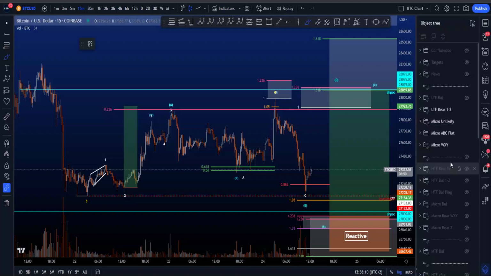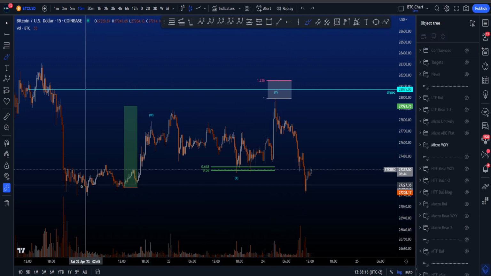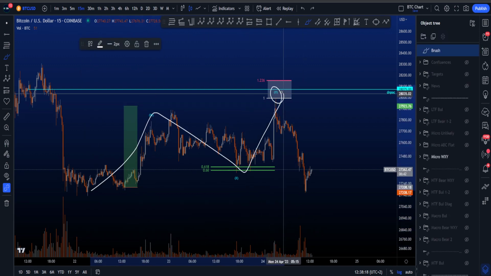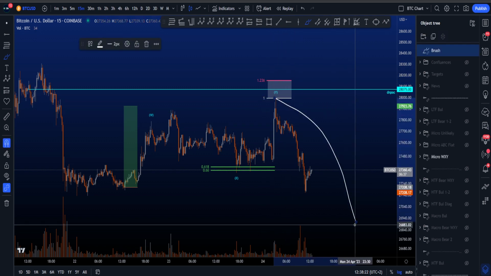Hi everyone, let's look at my bullish and bearish micro and low time frame scenarios on Bitcoin, starting with the bearish Elliott Wave scenario on the micro, where we're looking for this to be a WXY, which is finished, which might be the end of a wave 4, for then eventually a wave 5 to the downside.